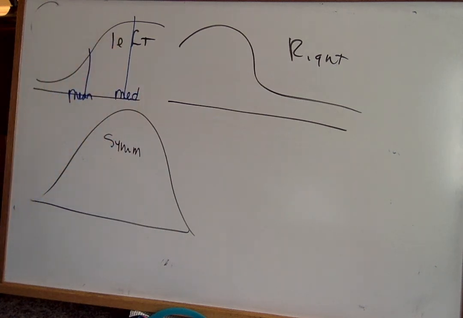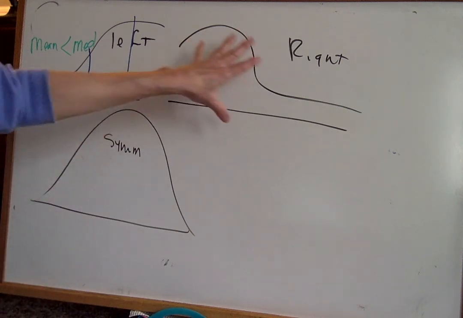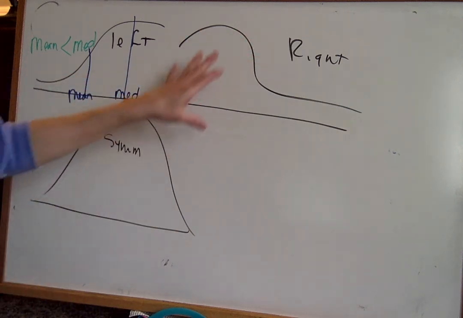So in left skew, in general, the mean is less than the median. That's very important. You have to memorize these. Hopefully you understand them. Right skew, it's probably even easier.